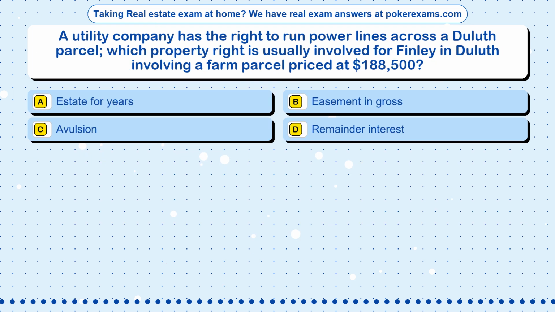Question 74. A utility company has the right to run power lines across a Duluth parcel. Which property right is usually involved for Finley in Duluth involving a farm parcel priced at $188,500? Option A. Estate for years. Option B. Easement in gross. Option C. Avulsion. Option D. A remainder interest.